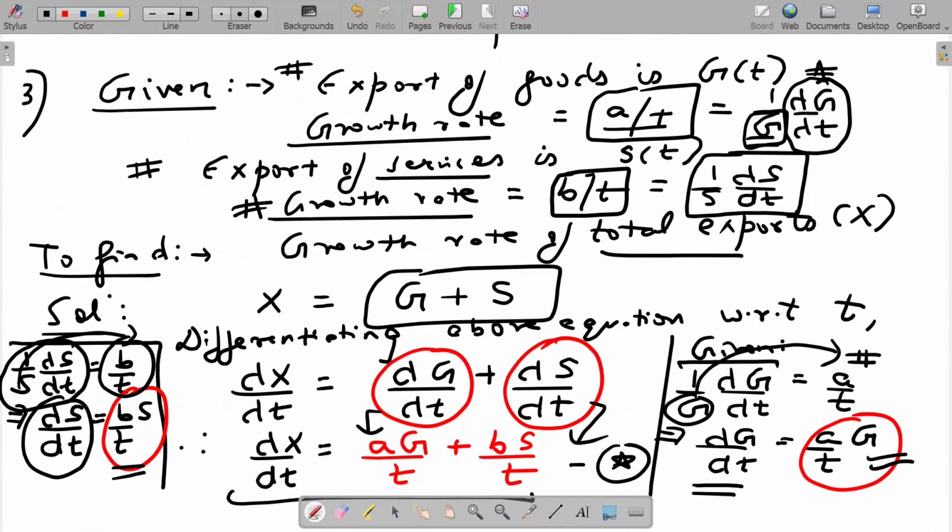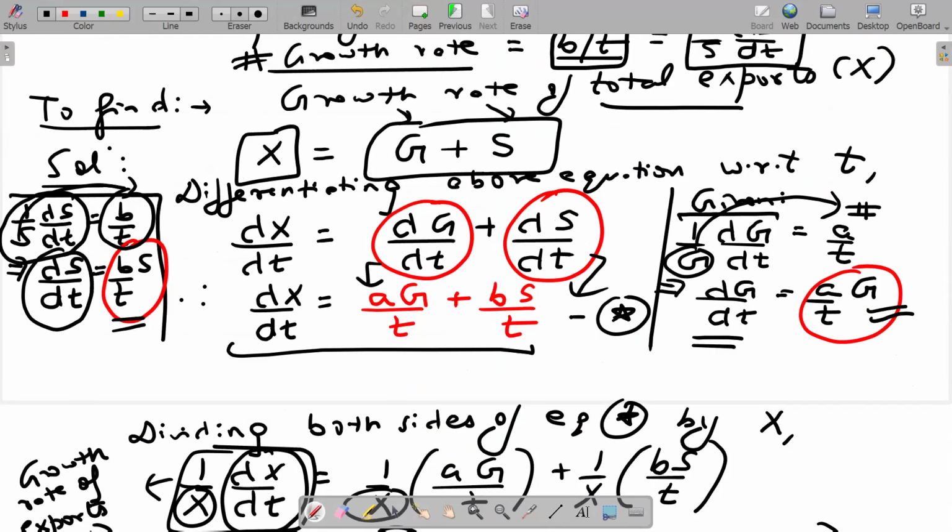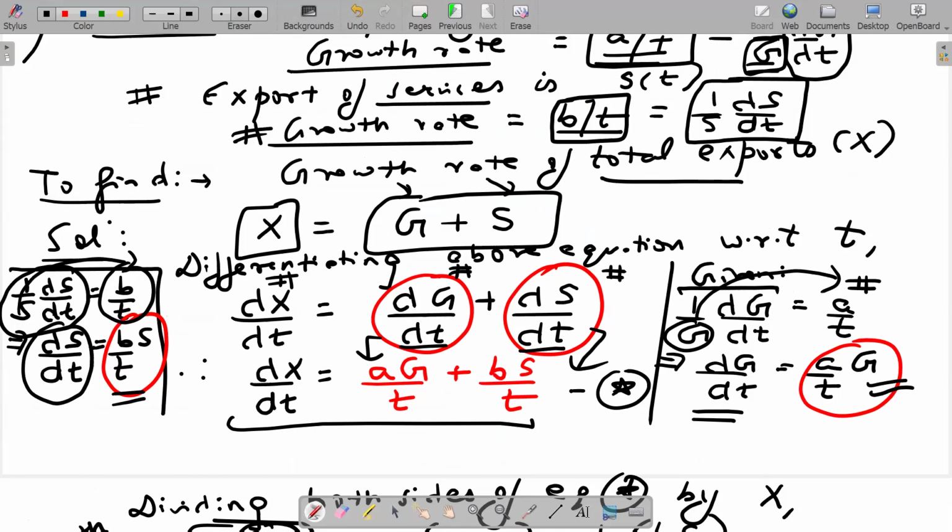So all we had to do was use the math. We were given the growth rate of goods. We were given the growth rate of services. We know that total exports is the export of goods plus export of services. We differentiated with respect to t, which is time, because we need to find the growth rate. So dx by dt is dg by dt plus ds by dt. Then I found out dg by dt and ds by dt from the equations which were given to us here. This was the growth rate of goods, so dg by dt came out as this. This is the growth rate of services, so ds by dt came out as bs over t.